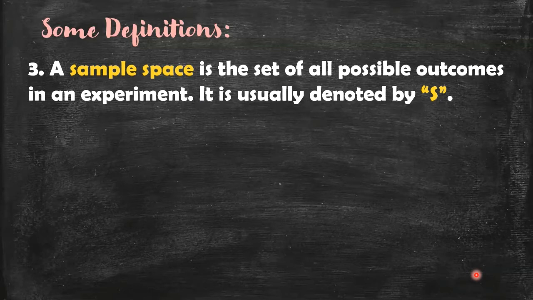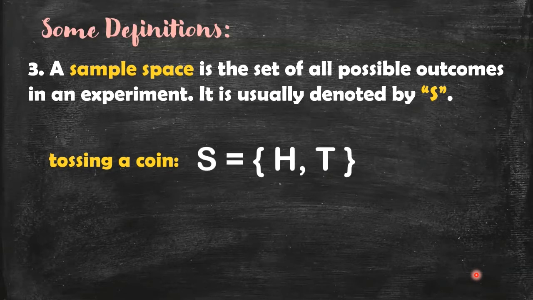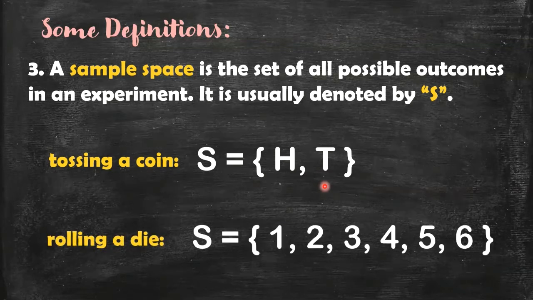So, babalikan ulit natin yung mga experiments natin. Okay? So, for example, tossing a coin. Ano kaya ang sample space para sa experiment na ito? Ito yon. Okay? So, the sample space contains a head and a tail. What about rolling a die? Anong itsura ng kanyang sample space? Ganito. Okay? The sample space contains the numbers from 1 to 6.